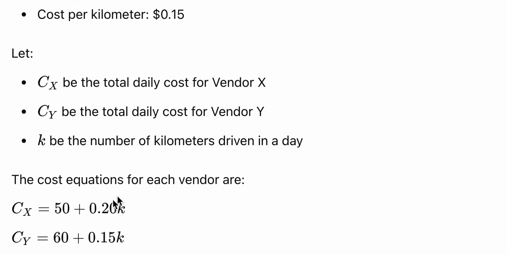Now for the second situation, it's the same thing. C of Y, the cost for vendor Y, is $60, the flat rate, plus 0.15k. The gradient is always with the letter x, mx. So the number with k is your gradient.